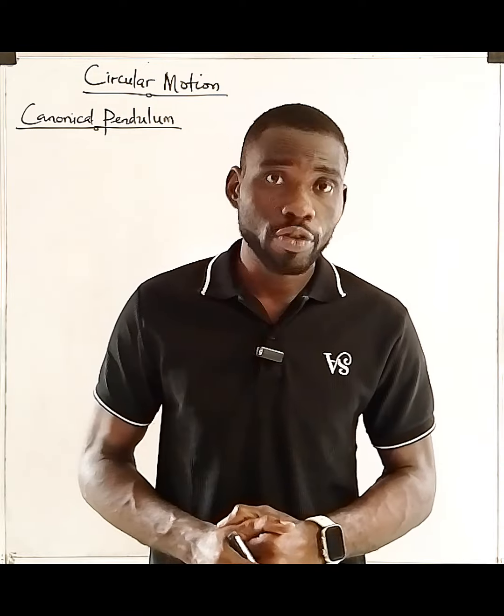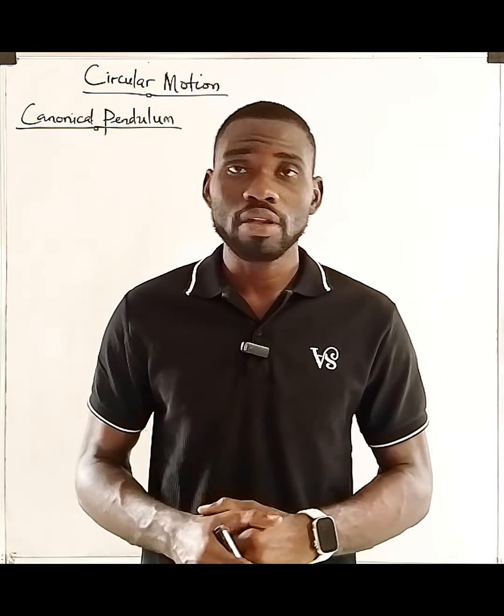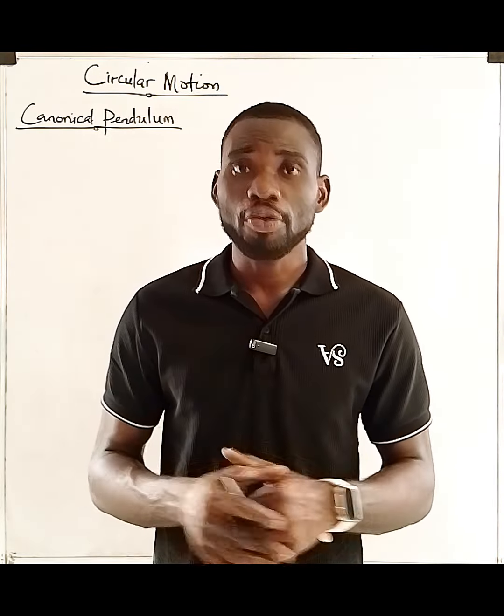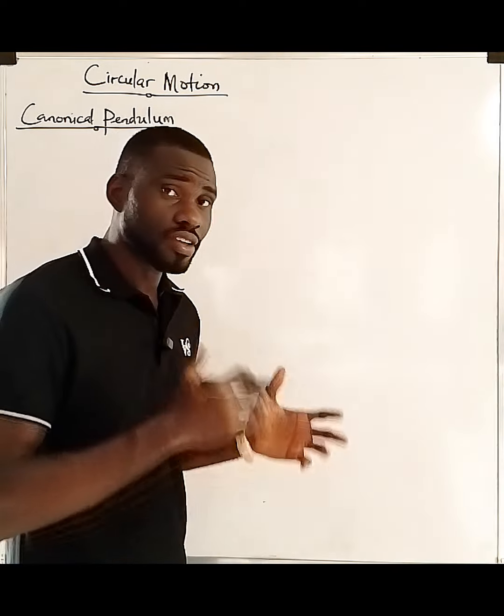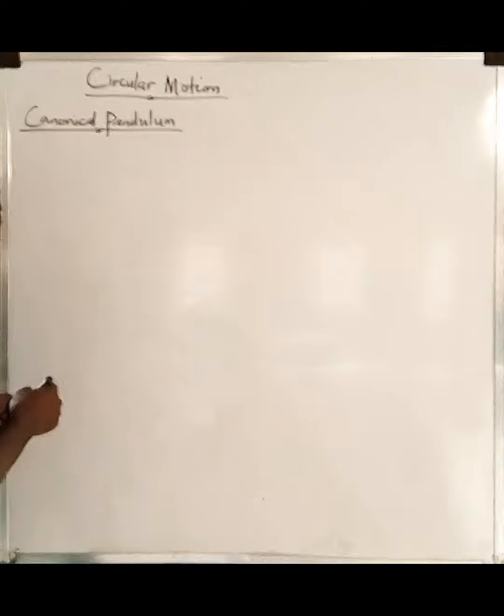Okay, how do we use a conical pendulum to explain uniform circular motion? To be precise, horizontal uniform circular motion. Don't forget, we are deriving formulas on this. So we talk about the conical pendulum.